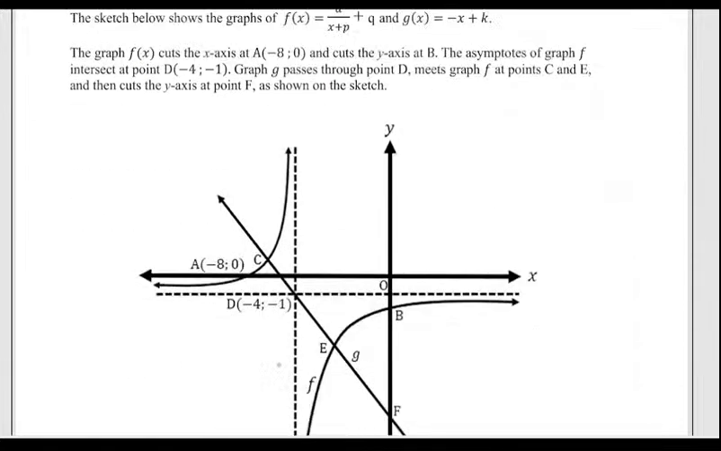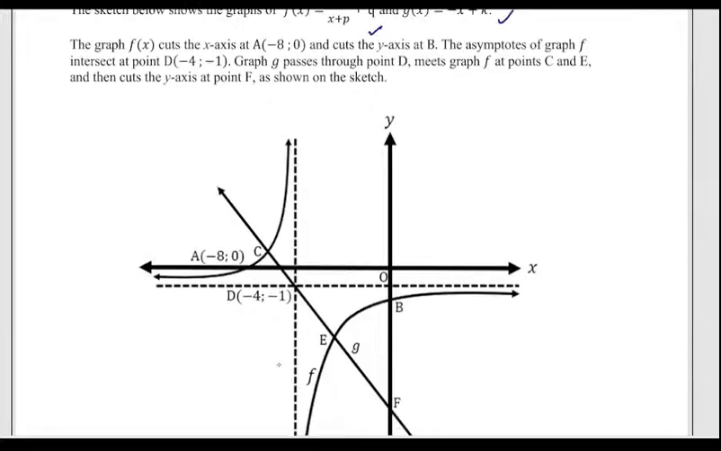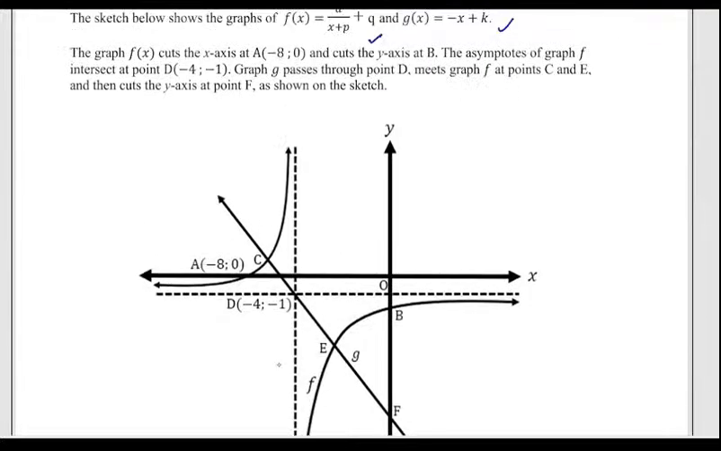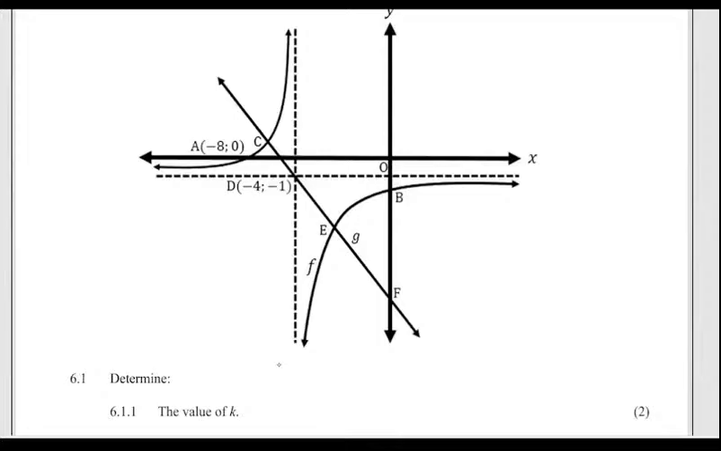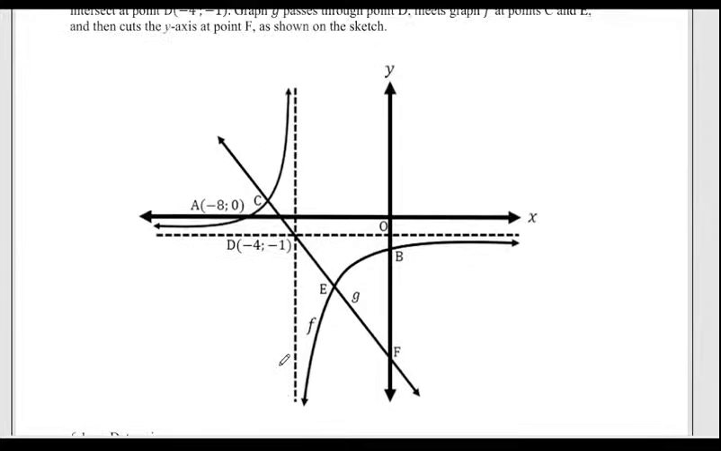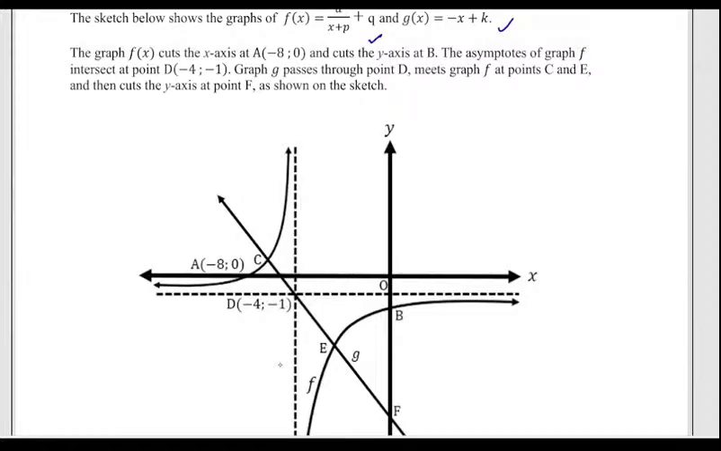Question number 6. They're telling us that the sketch below shows the graph of f of x, which is the hyperbola, and g of x, which is negative x plus k. We have those coordinates, they meet at those points, and so on and so forth. They want us to get the value of k. What is k? k is the y-intercept of the axis of symmetry.